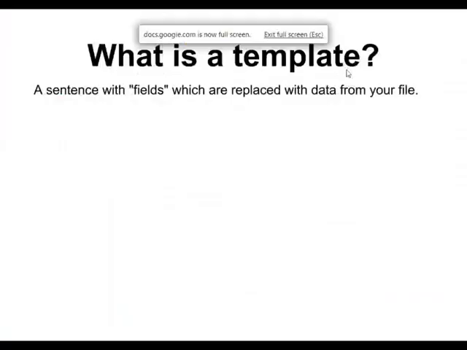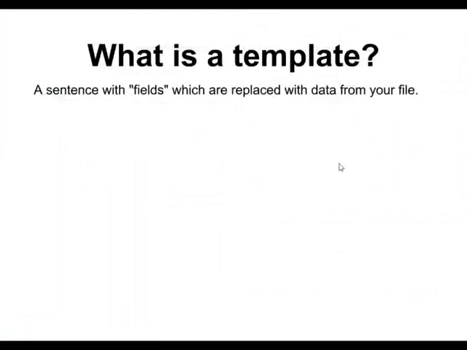Okay, so the first question we're going to have here is, what is a template? Now, you can have a template for sentences. In other words, John Doe was born on this date in this place. And you can have templates for sources, which basically says, if I take these particular pieces of information that are typed in, it's going to put them all together into a nicely formatted source. So let me give you an example of what a template is. It's a sentence with fields that are replaced with data from your file.